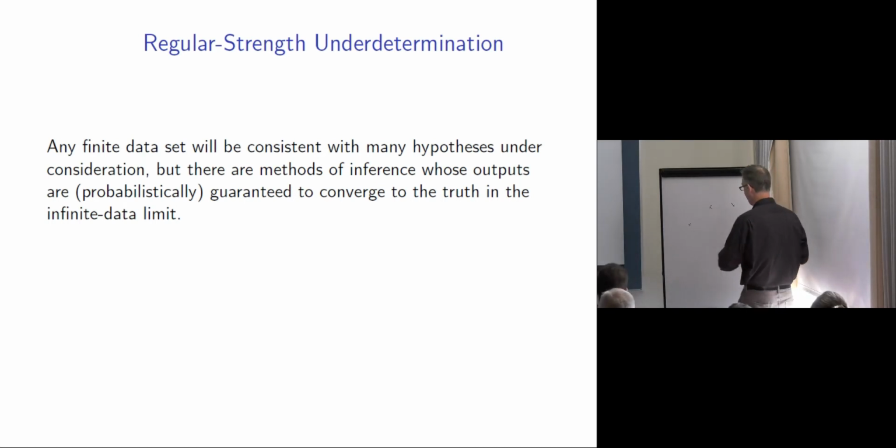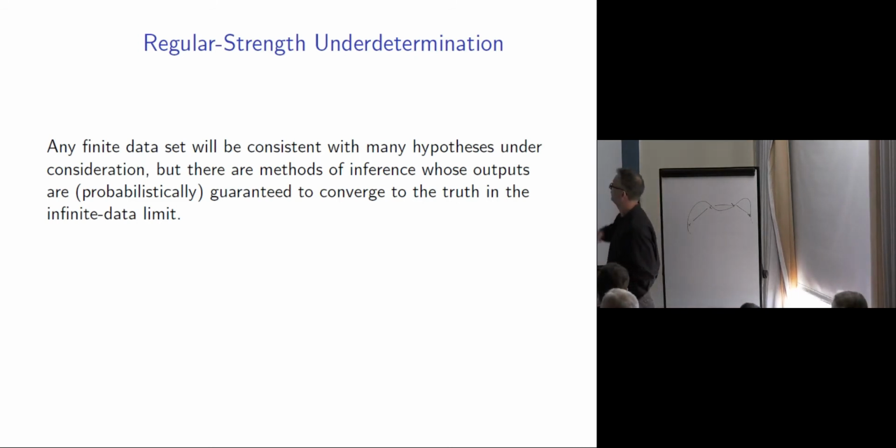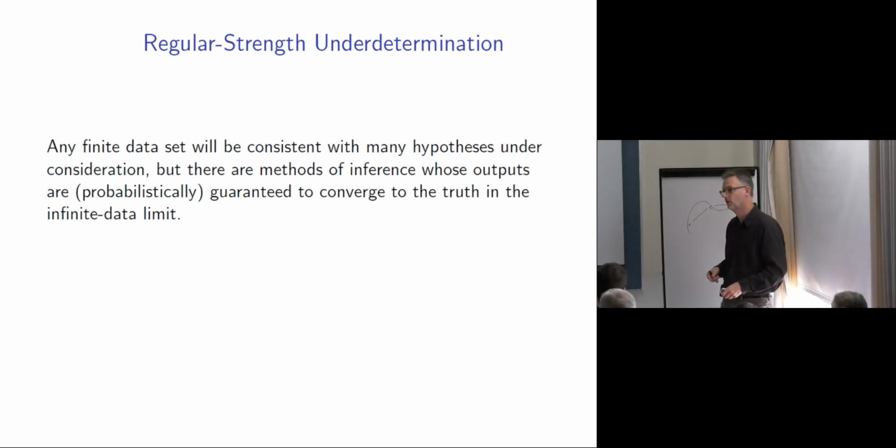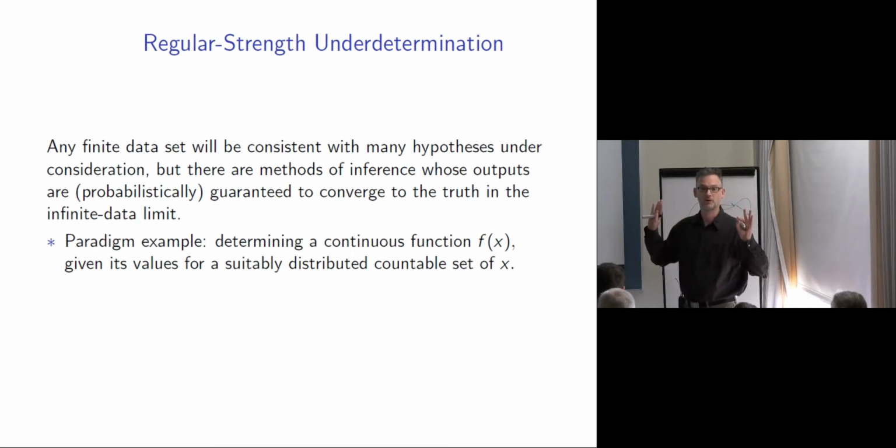So if I like to just connect the dots, and you like to draw the lowest degree polynomial consistent with the data points, at every finite stage we'll have wildly different looking curves, but the difference is going to be evaporating as t goes to infinity, as we see more and more data points. Okay, so that's one kind of instance of regular strength underdetermination. For finite data sets, lots of hypotheses are consistent with the data, but in the ideal limit of an infinite number of data points, the underdetermination goes away.